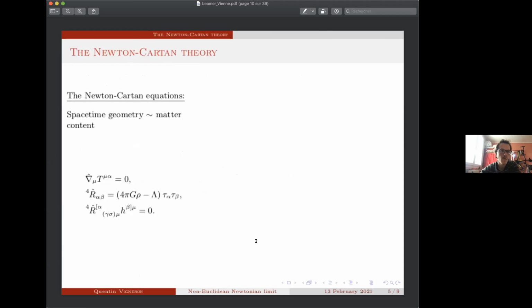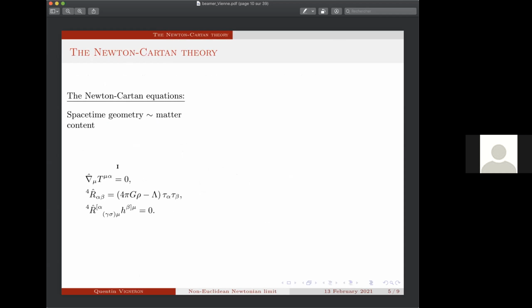So the Newton-Cartan theory is constructed on such manifolds, and relates the matter content with the space-time geometry of the manifold, in the same way as general relativity.